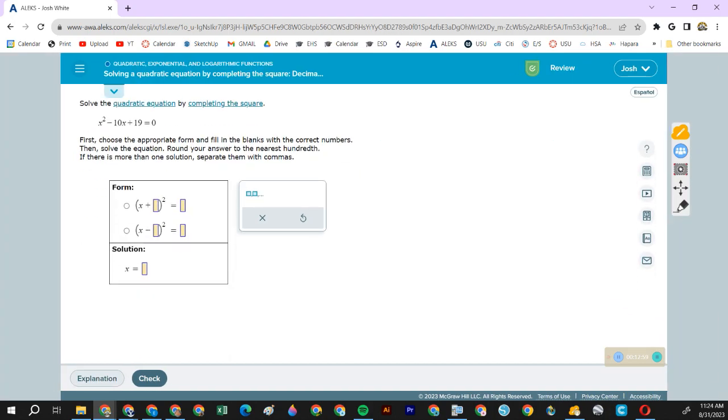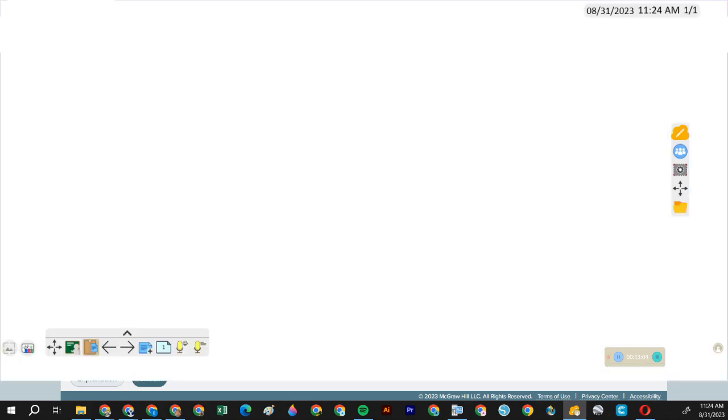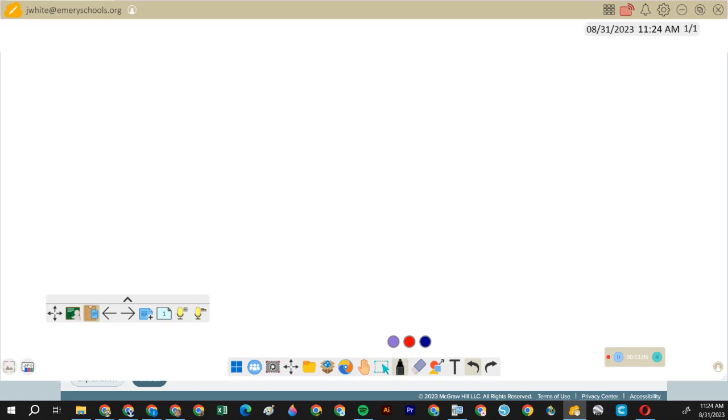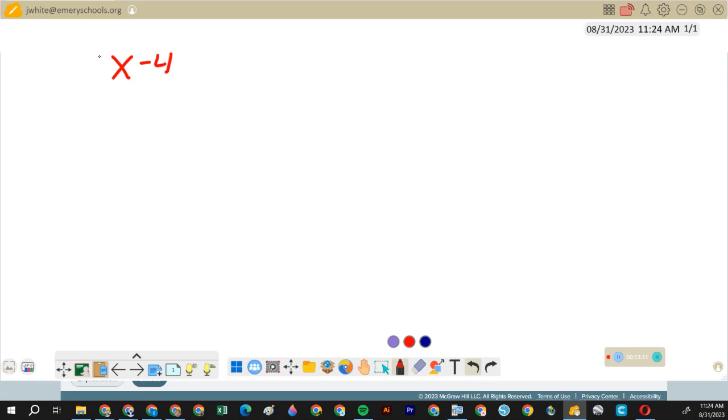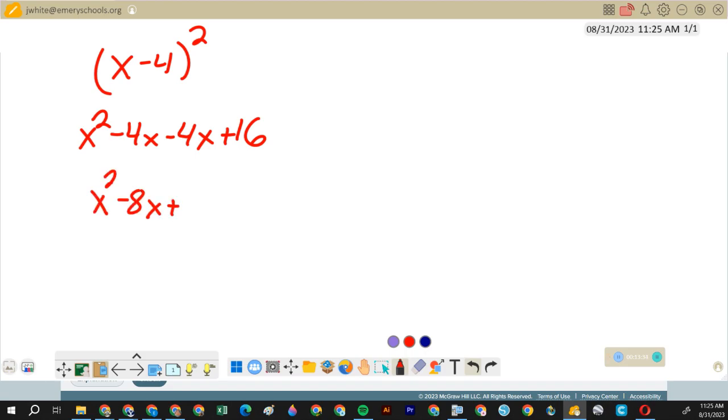All right. We are going to review completing the square, but I want to make sure you understand why completing the square works. So if I had x minus 4 squared, what does that create when I multiply that out? X squared. So I get 2 copies of negative 4x, and then plus 16, right? And that becomes x squared minus 8x plus 16.